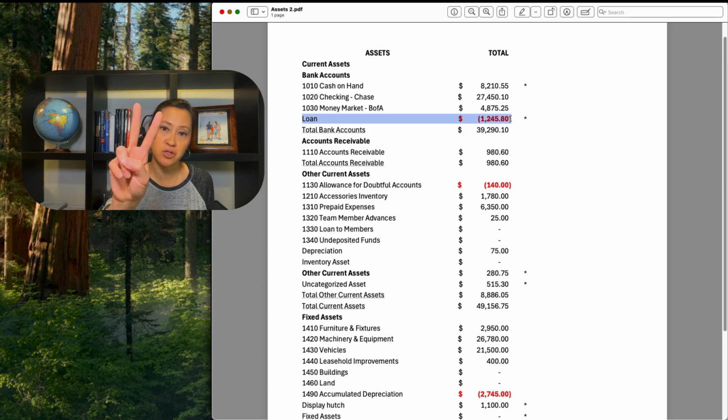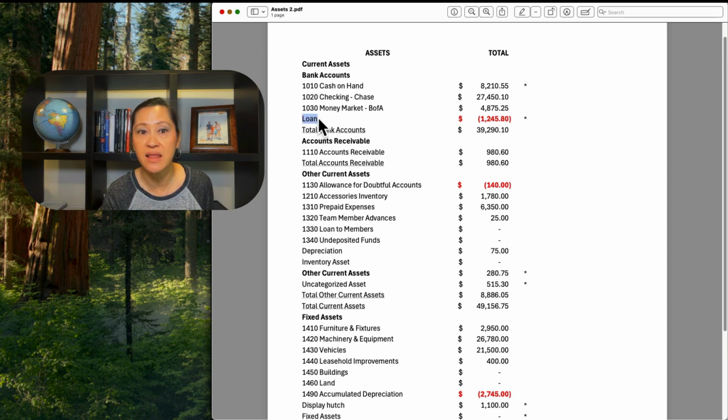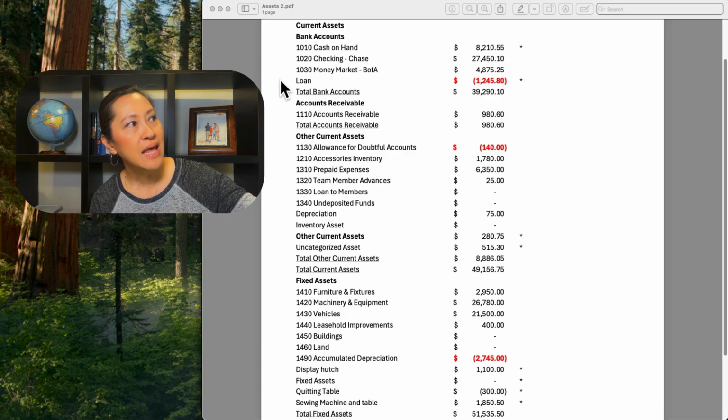So two things stood out to me. The negative balance and the fact that it's a loan, which means it should be classified as a liability. This is likely just a case of incorrect debits and credits for the account type. So to fix it, we need to move it to the liabilities section. And that's all I want to point out for this balance sheet. Let's move on.